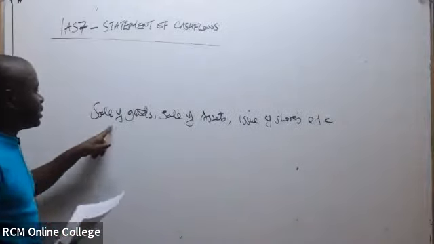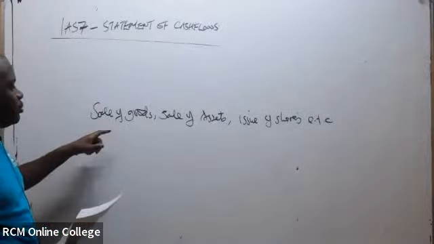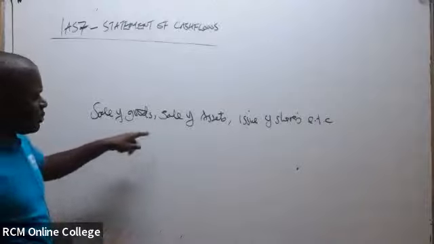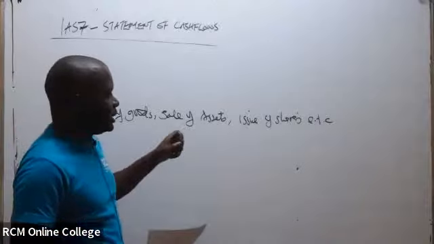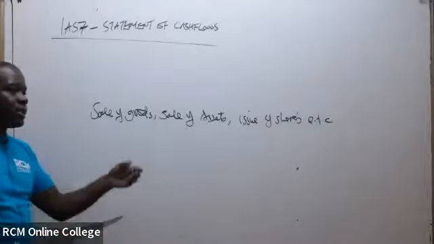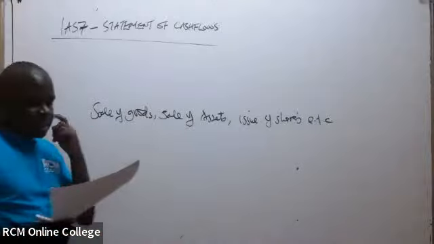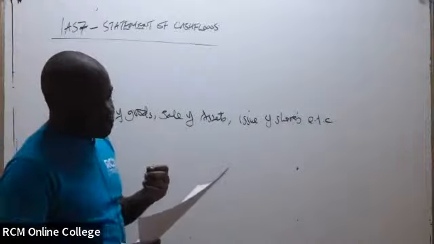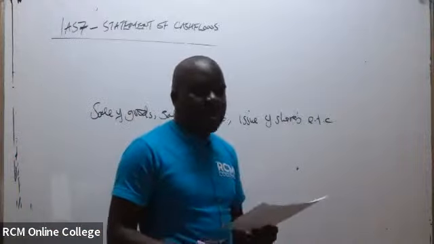So sale of goods is trading activities of the business. You sell your goods, you get money. You sell your assets, you get money. You sell shares, you get money. So that basically will be a source of what? Cash in the business. So on one side, in this case, you're having the sources of cash.